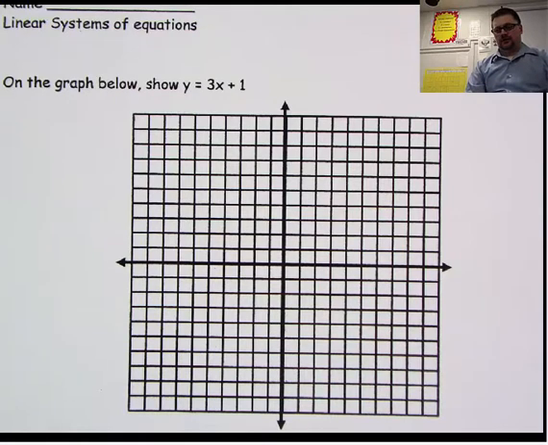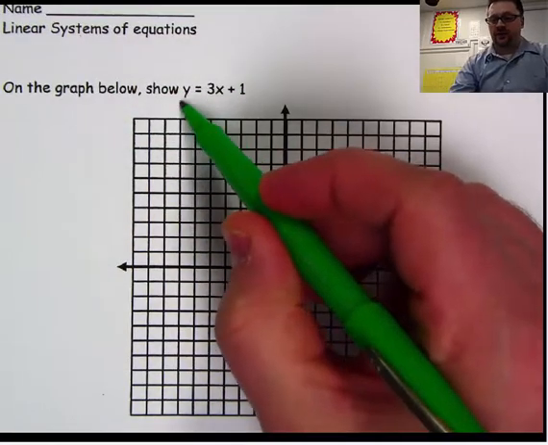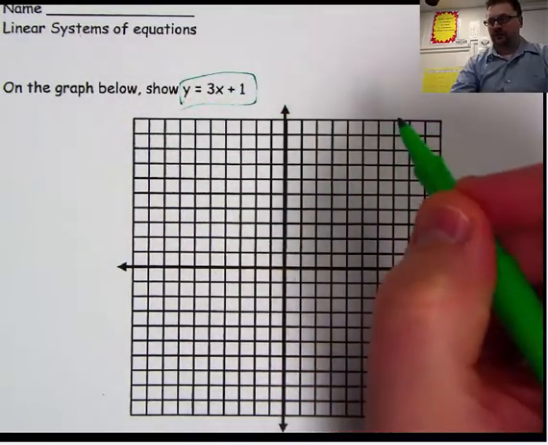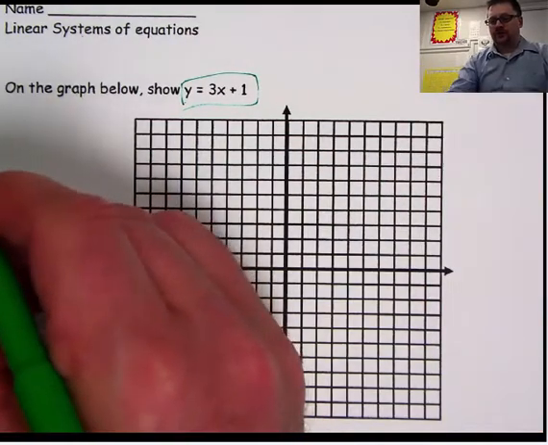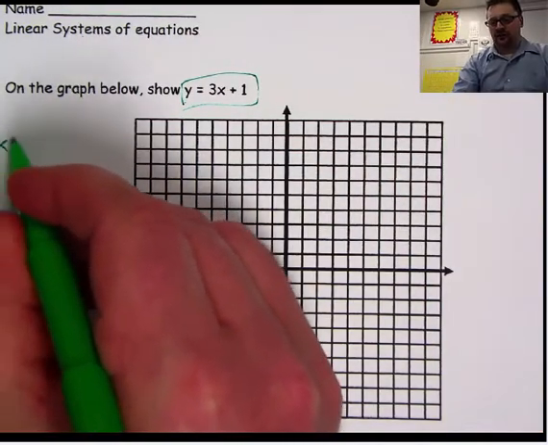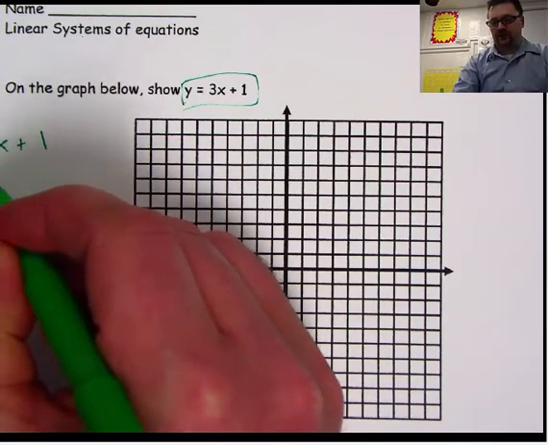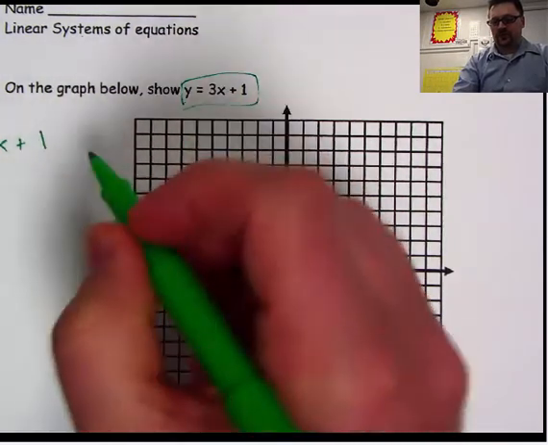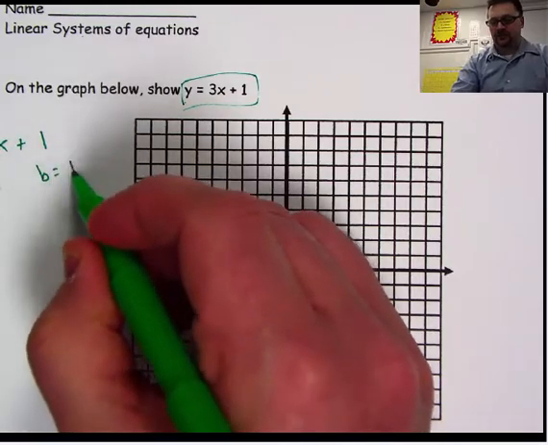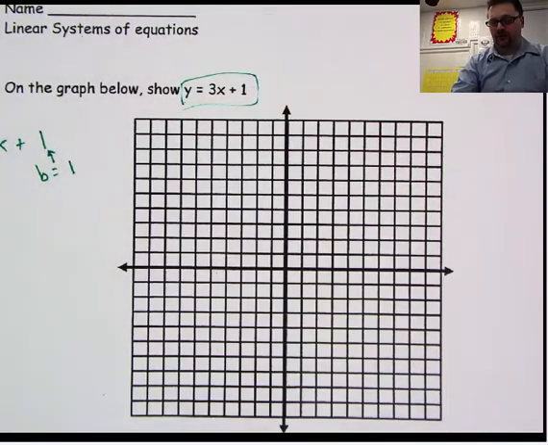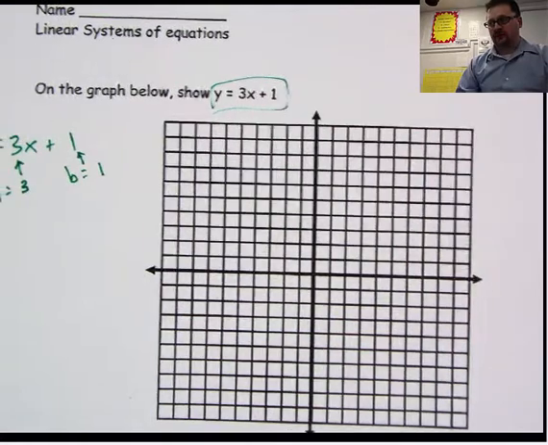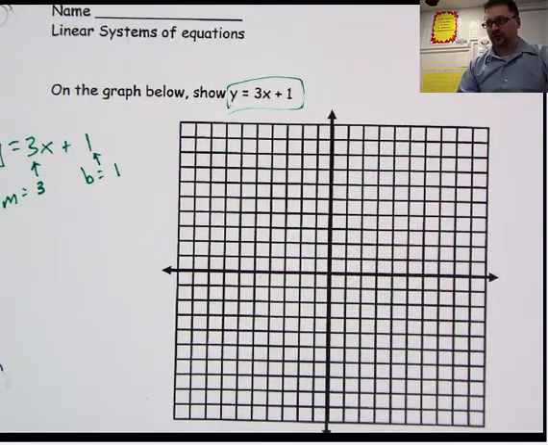Okay, let's talk about graphing systems of equations to solve. So on this sheet we have that they want us to show y equals 3x plus 1. Let's consider what we know about that line. This is y equals mx plus b, so the m is equal to 3 right there, and the b is equal to 1 right there. Keeping in mind that m stands for slope and b stands for y-intercept.